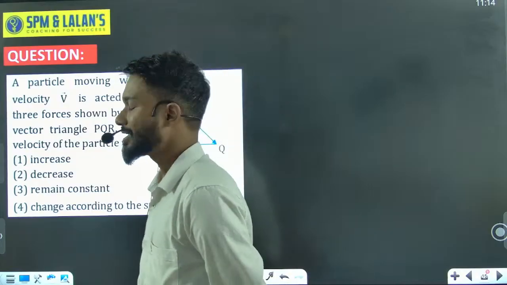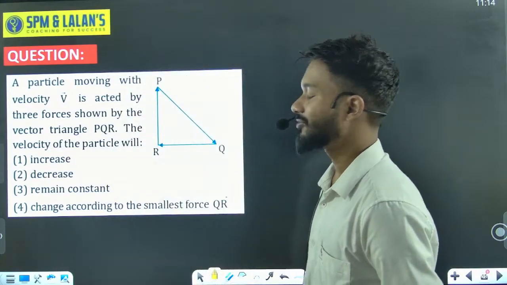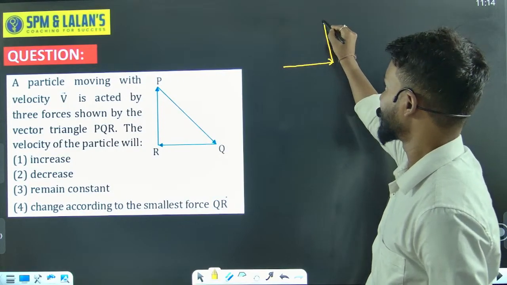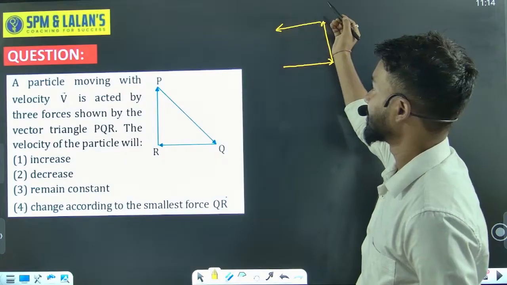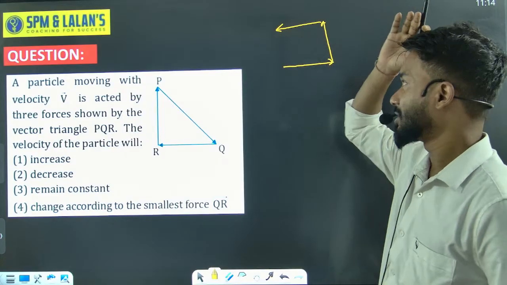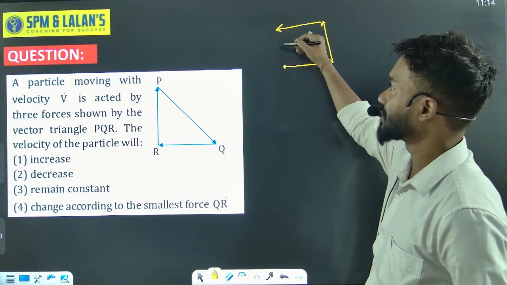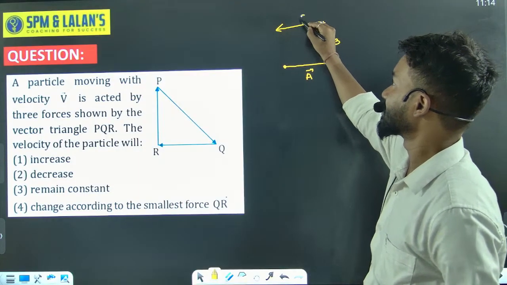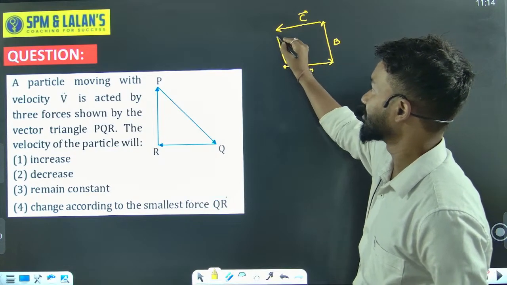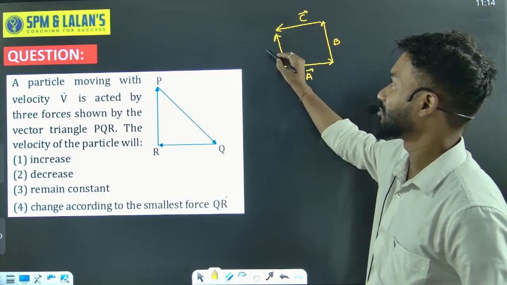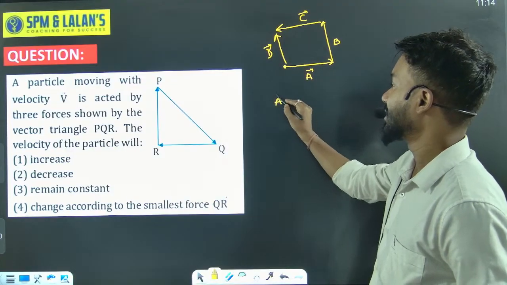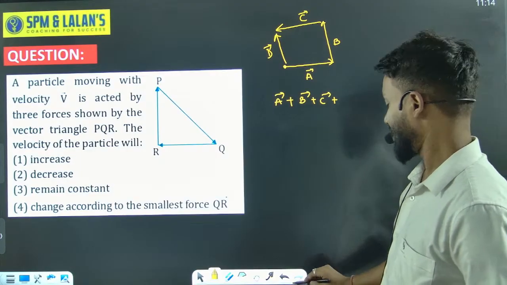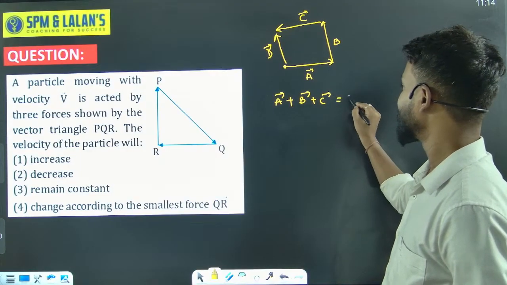For understanding this question, we should know the polygon rule of vector addition. Suppose vectors are represented by the sides of a polygon, then the resultant vector is obtained by joining the initial point and the final point. Like this is our a vector, this is b vector, this is c vector. Then the resultant vector will be obtained by joining the initial and the final point. In that case we write a vector plus b vector plus c vector, and that will be equal to d vector.